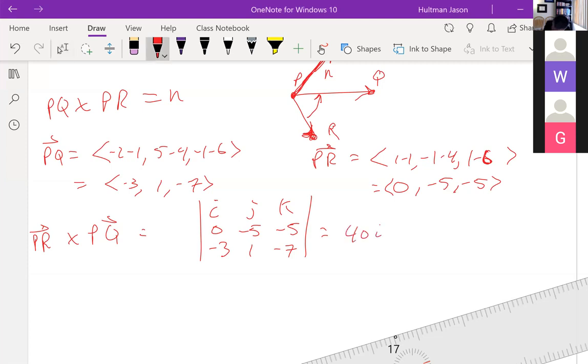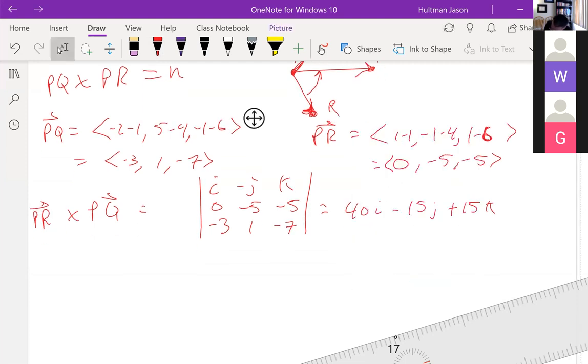So 40i. This is going to be positive 15, but there's a negative, so -15j, right? -15j, and then k is going to be positive 15k. Okay, so that's the cross of that one. Okay, so what is A in this case? We want our vector, right? So what is A? A is 40, B is -15, and C is positive 15.